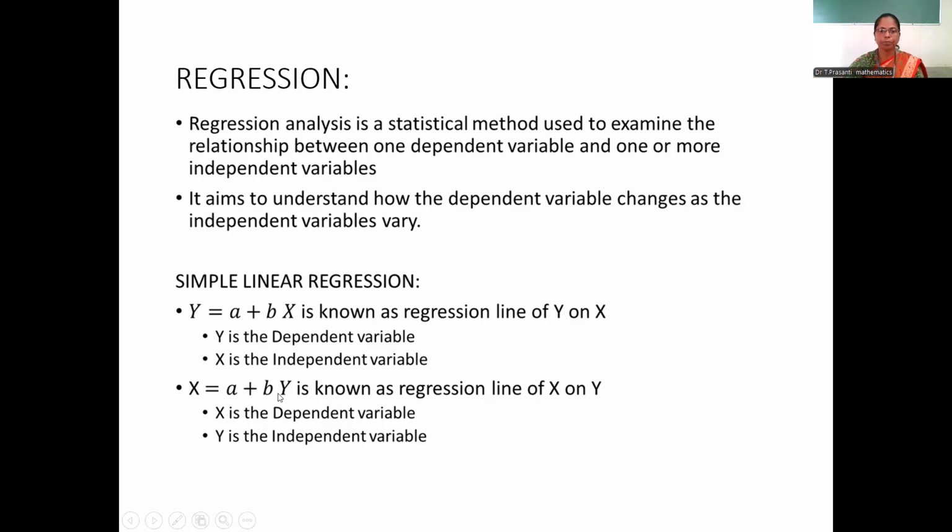Moving forward, x is equal to a plus by is nothing but a regression line of x on y. Here x is dependent and y is independent. So depending on the situation, if we consider x is equal to price, y is equal to sales. At any time, if you are changing the price, what will be the sales? You can analyze. Or else, if the sales change, what will be the price? You can estimate. That is the logic of regression.